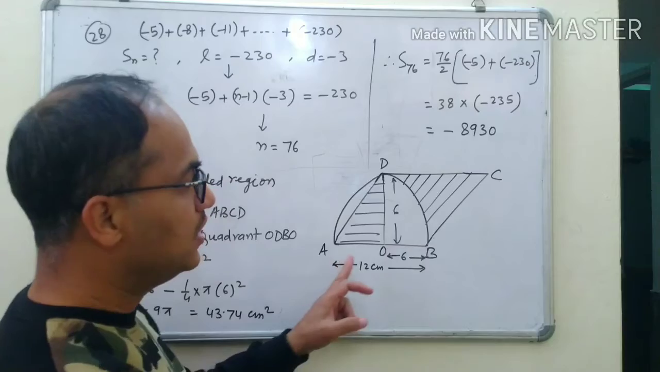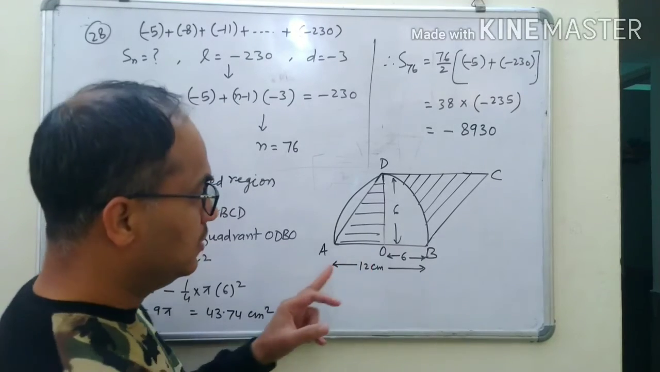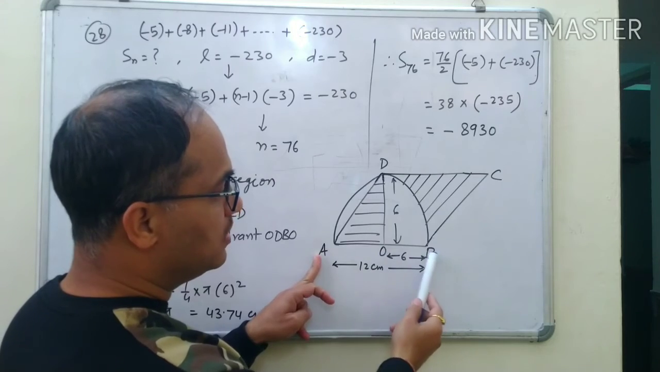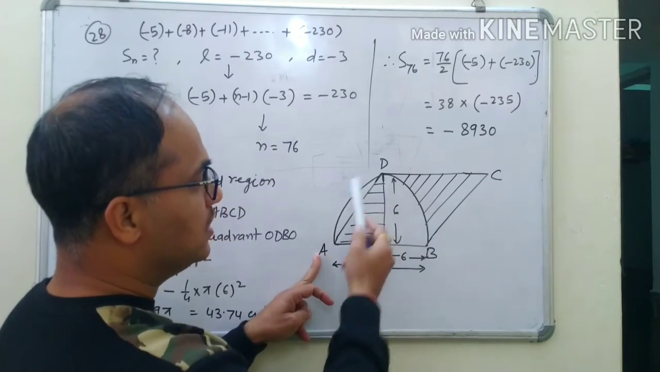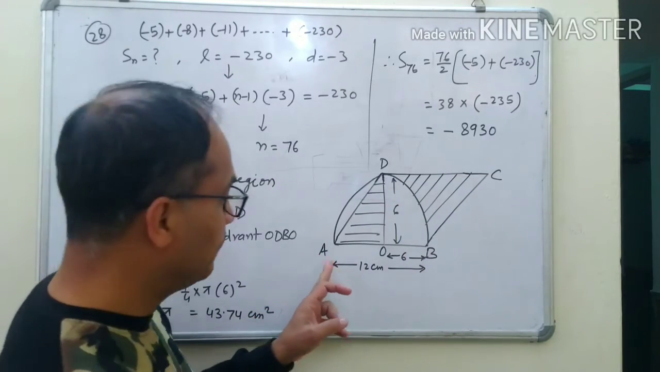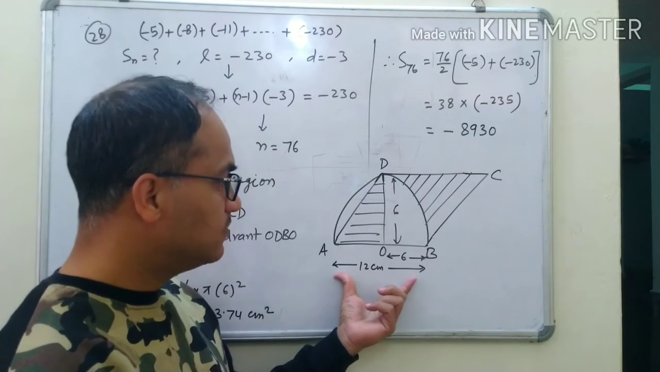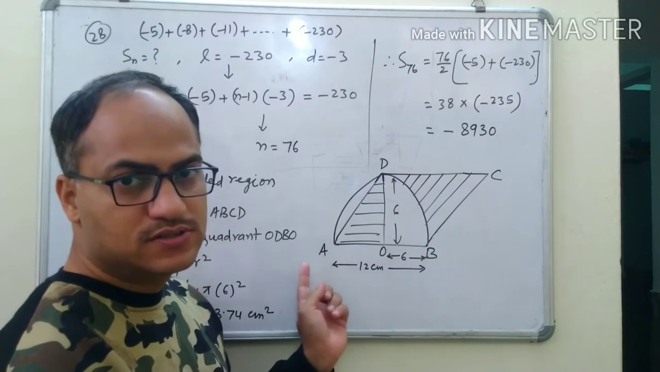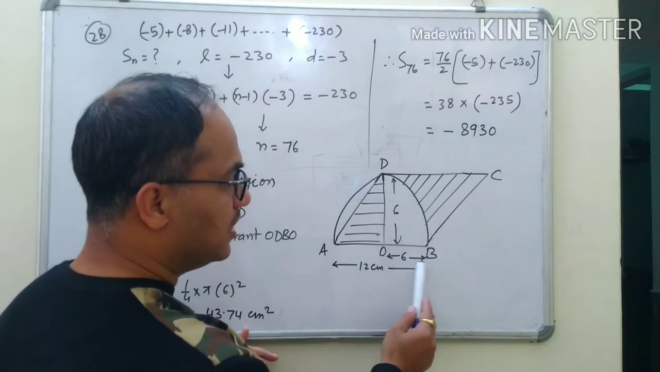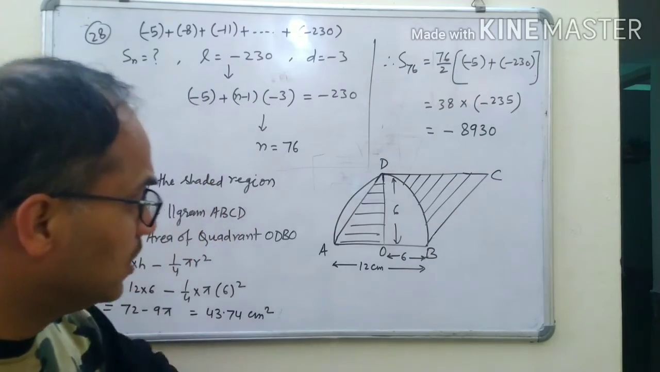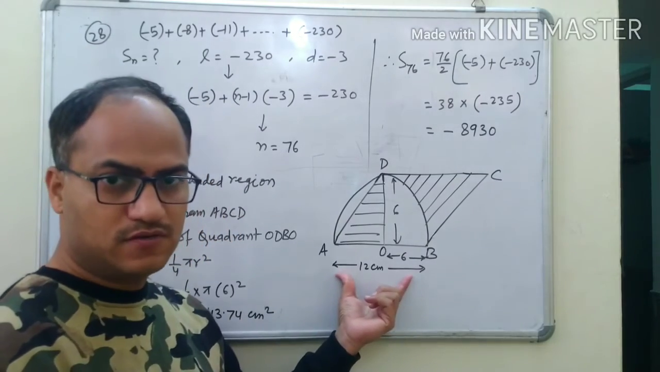In this question, a parallelogram ABCD is given. The side AB is 12 cm and on this side one semicircle is drawn. We can see since diameter AB becomes 12, so radius of the semicircle is 6 cm, and hence OD is also 6 cm.